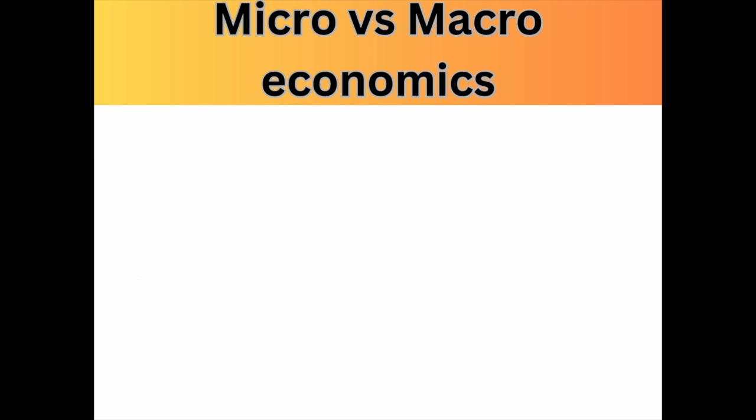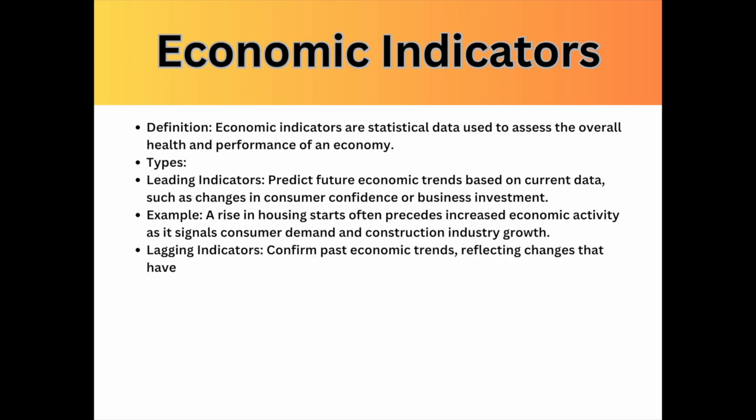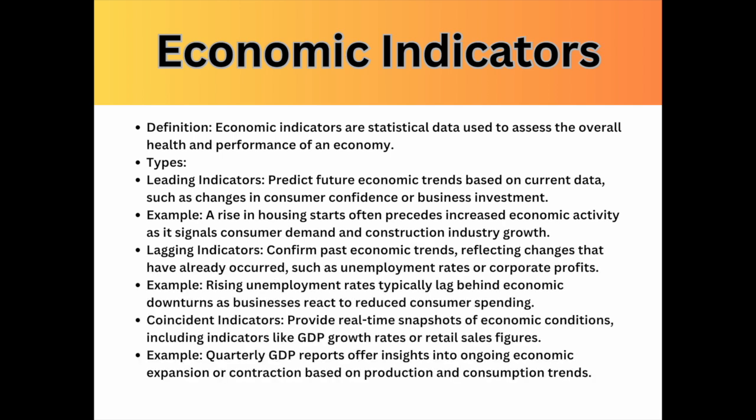Next, we'll be looking at economic indicators. We'll be talking about the different types of them. So, the definition of economic indicators is that they're statistical data used to assess the overall health and the performance of an economy. The first type is leading indicators. They predict future economic trends based on current data, such as changes in consumer confidence or business investment.